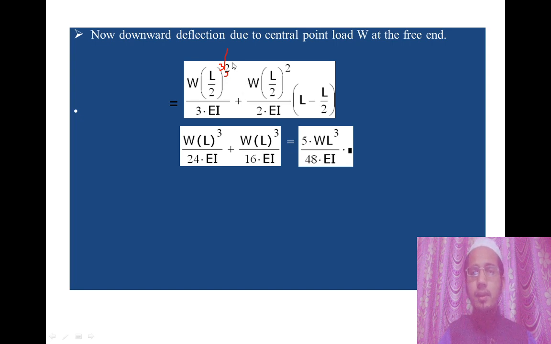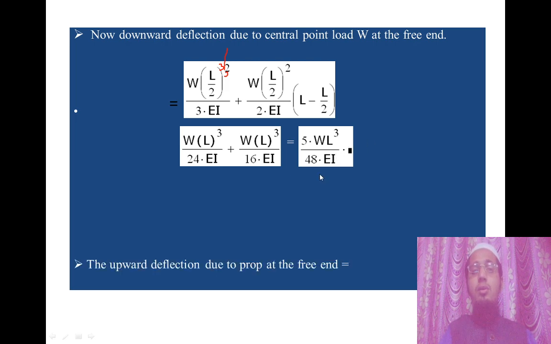What is the formula we have? In case of a central point load on a cantilever, the deflection at the free end is equal to WA cube by 3EI plus WA square by 2EI, multiplied by B. Only this second term is multiplied by B. This we have already discussed in the first module. Now this A in our case is L by 2, and B will also be L minus L by 2, meaning only L by 2. So by solving we will get 5WL cube by 48 EI.